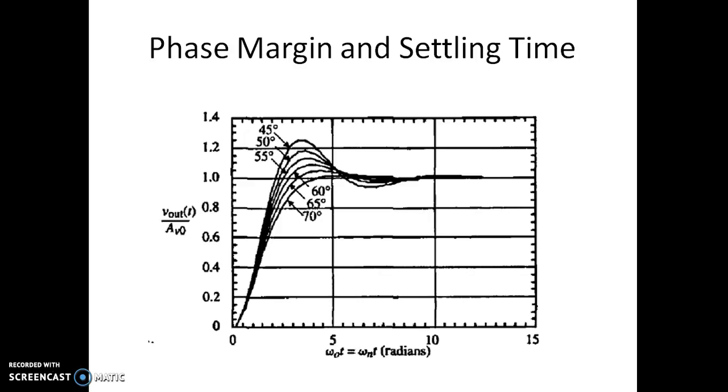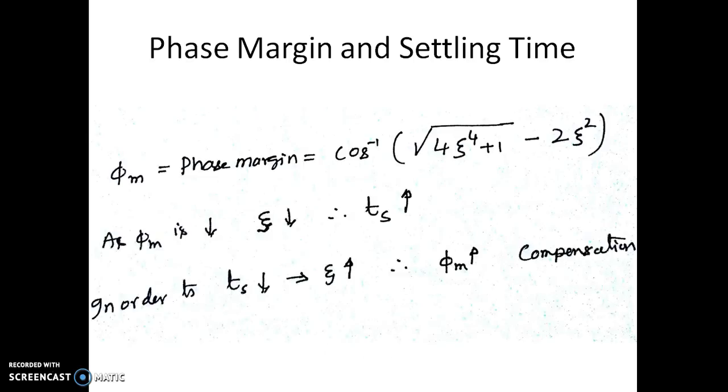For that we need to compensate the two-stage opamp. Next we are going to learn how to do the compensation for a two-stage opamp. As discussed, the phase margin is less, so zeta is less, so naturally the settling time is more. In order to reduce settling time, we need to increase zeta, and to increase zeta, we need to increase the phase margin by a compensation technique.